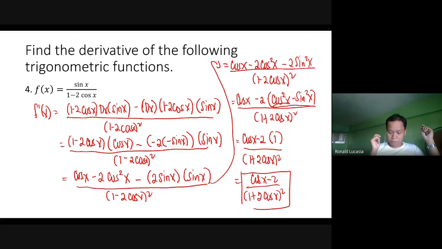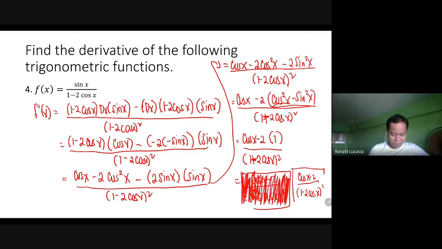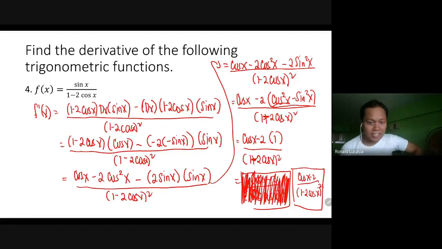Sir, bakit naging plus po yung denominator? Oo nga ba? Wait lang. Bakit nga ba naging plus? Minus. Problema, hindi ko siya mabura. Minus to ha. It's cosine x minus 2 over 1 minus 2 cosine x squared. Hindi siya pwedeng burahin kasi pag binura ko, uulitin ko lahat ng solution ko. Okay? Thank you for that, Nico.